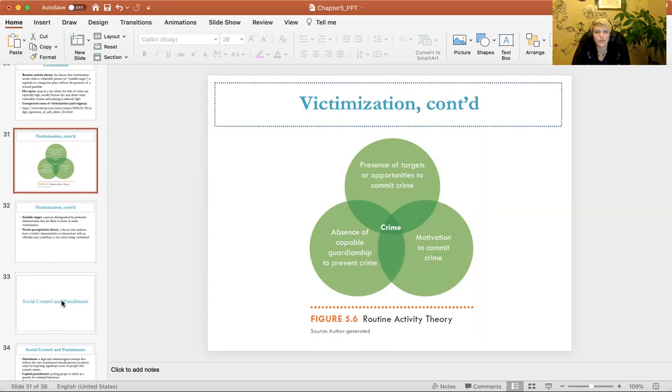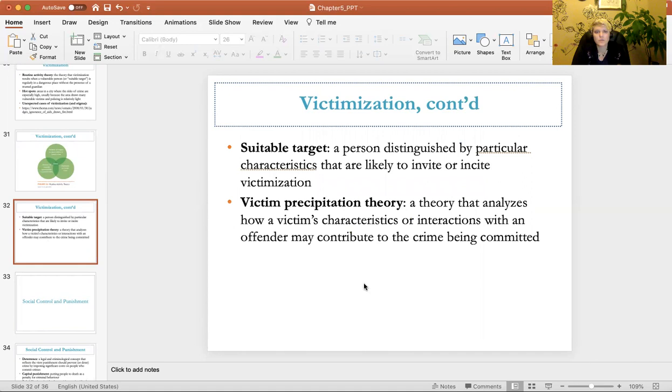So when we think about victimization, I think victim precipitation theory asks us to think how a victim's characteristics or interactions with an offender may contribute to the crime being committed. This is a complicated topic, but essentially there are certain behaviors that people will use to suggest that the victim was in part responsible for the attack upon them. And some of these take really nasty, nasty forms.